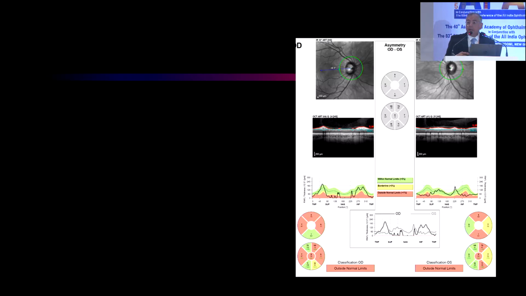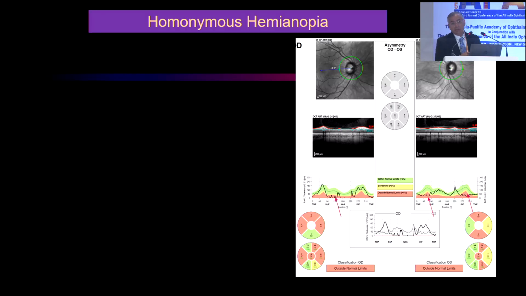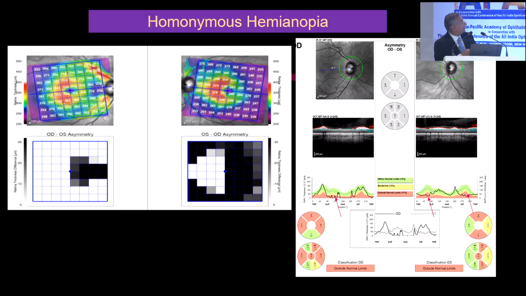Now, having said that, when you see extreme asymmetry like this, you see the severe temporal loss, severe nasal loss, and this is real. This is not a segmentation error. You must think of homonymous hemianopia. And you can confirm that on the ganglion cell or the retinal thickness. You can see one side is lost.